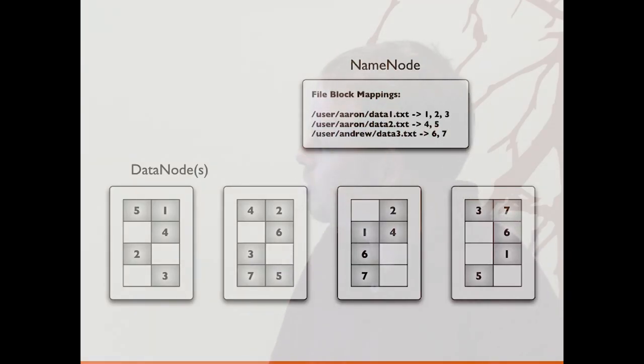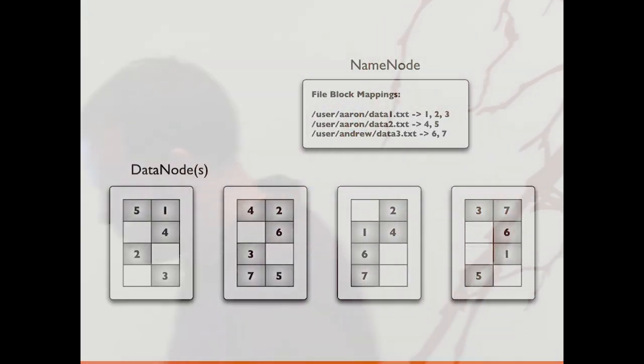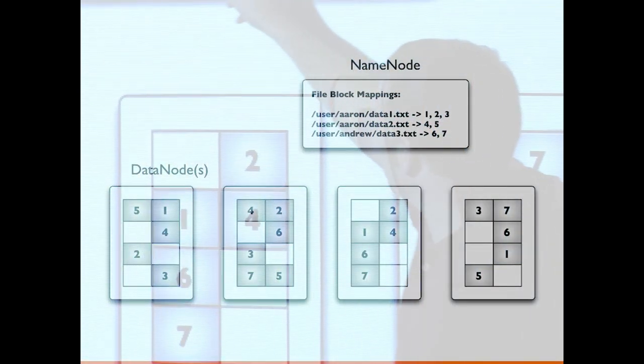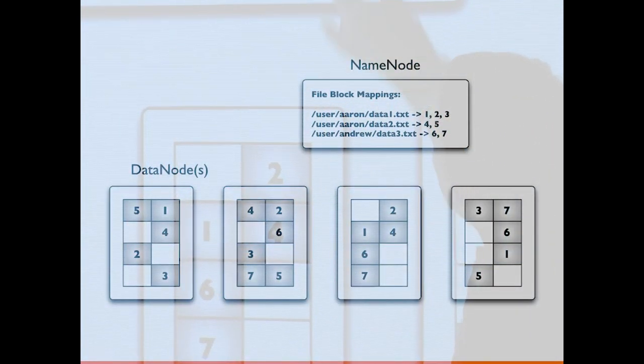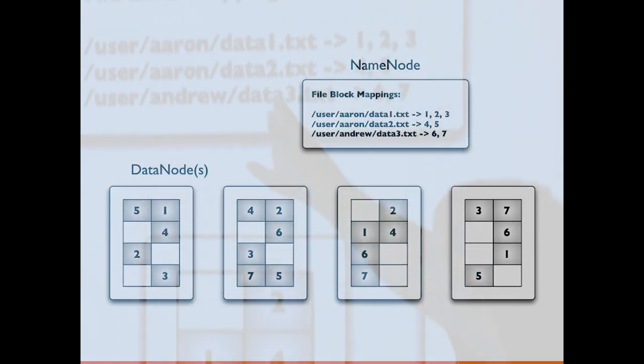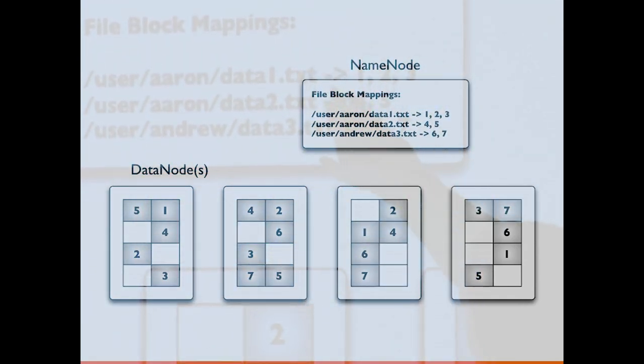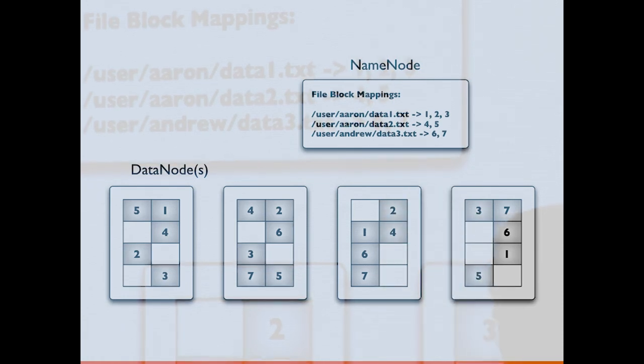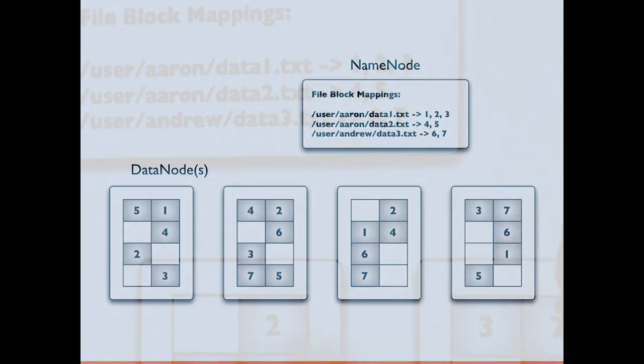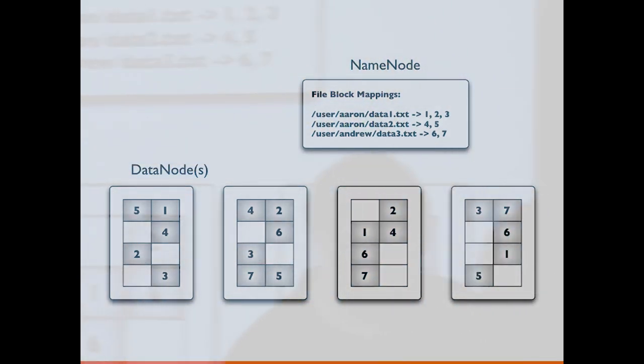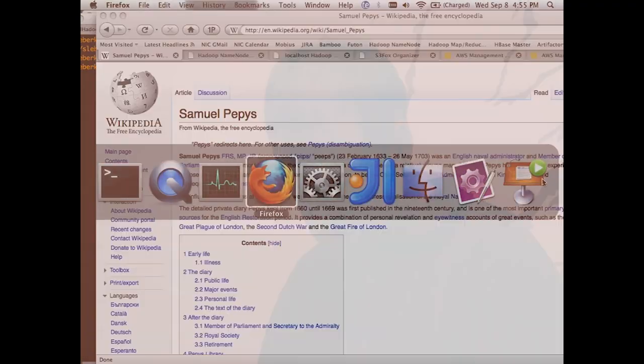Okay, so here's sort of a graphical example. The file paths are sort of like Linux or Unix, where you have /user/Aaron. Aaron has 2 files, data1 and data2.txt. Maybe Andrew has data3.txt. And these files have these corresponding blocks in them. And so if we have 4 nodes, this might be an example of how the distribution occurs for those blocks across the different nodes. And we can take a look and see real quick.